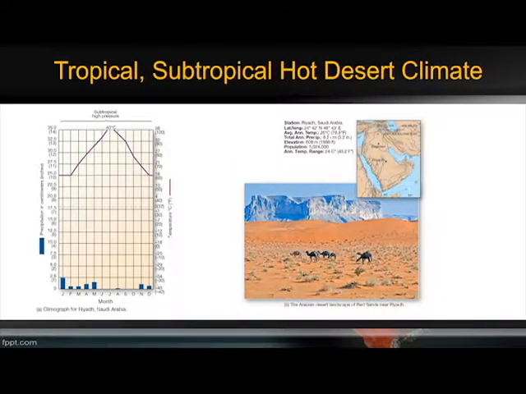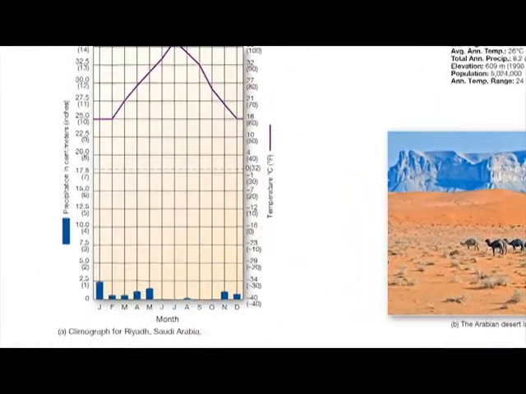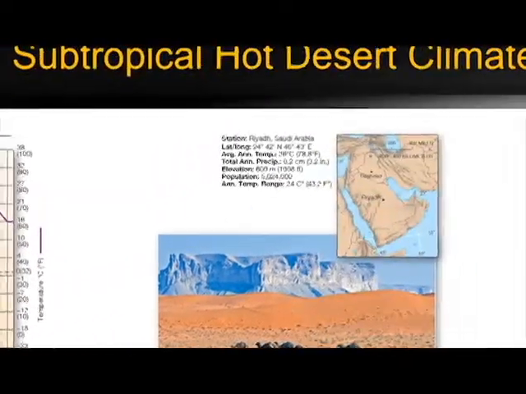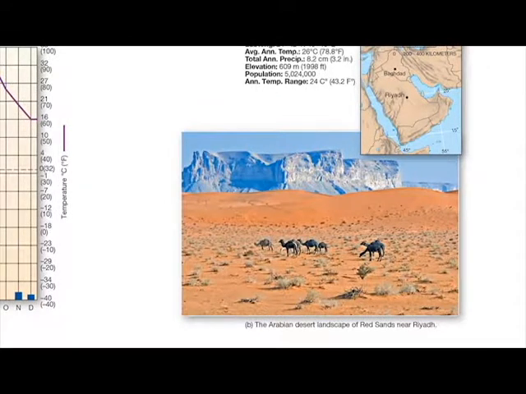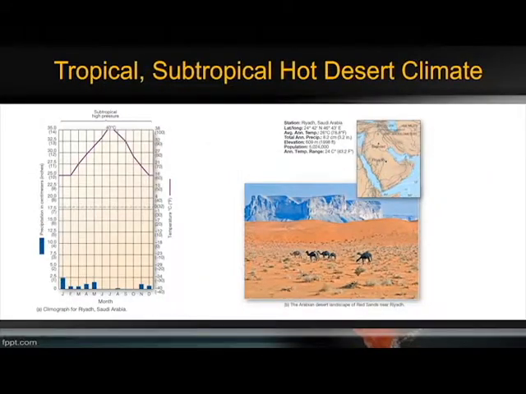So let's see the first one, tropical, subtropical, hot desert. Look at the characteristics you have in terms of precipitation. Not much. Very little precipitation, we'll talk about 3.2 inches. Very dry, with very little precipitation in this area.